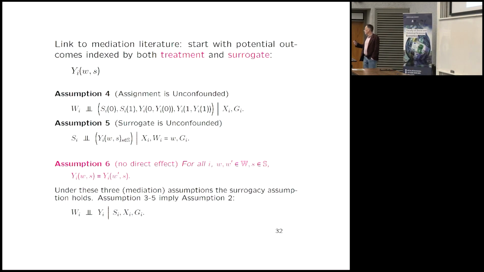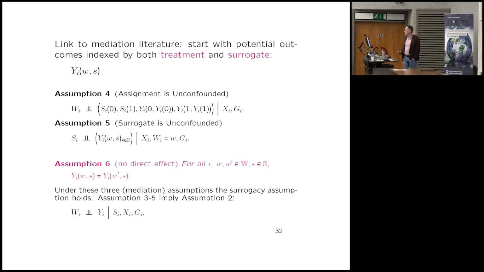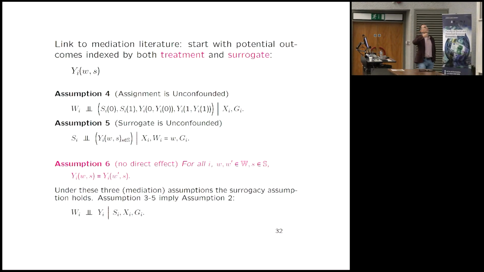So, an alternative way of thinking about it, and this relates to the mediation literature, is if you think about there being causal effects both of the intermediate outcome and the treatment, then essentially the key assumption is saying that there's no direct effect of the treatment other than the effect that passes through the surrogates.